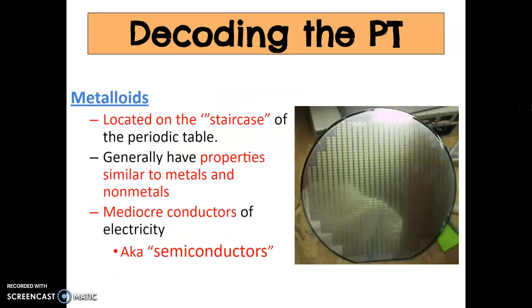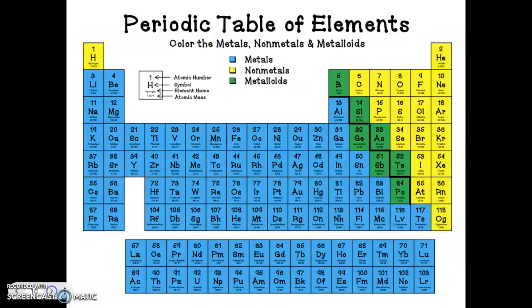And then metalloids are the elements that are in between. That's why they're located in the middle of the periodic table. They're on that stair step. Typically these have properties that are similar to both metals and nonmetals. So they're in between, so they're located in between on the table. They're typically mediocre conductors of electricity, also known as semiconductors, which means they can conduct electricity, but not nearly as well as metals do.